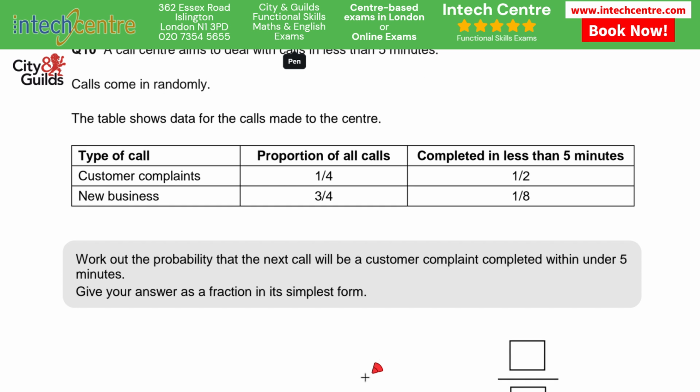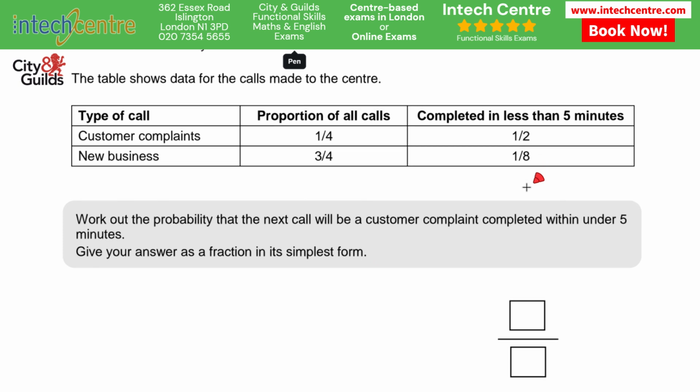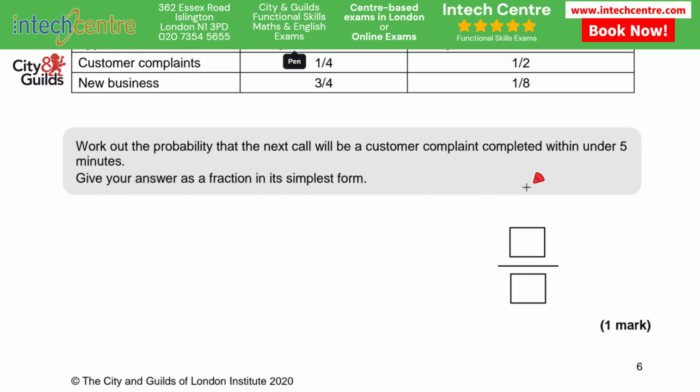minutes. So what we're looking for here is customer complaint 1 over 4 times by it being completed in less than 5 minutes, 1/2. So over here we have a quarter times by a half, which is equal to the numerators multiplied, so 1 times 1 is 1, and the denominators multiplied, so 4 times 2 is 8. The answer for this question will be 1 over 8.